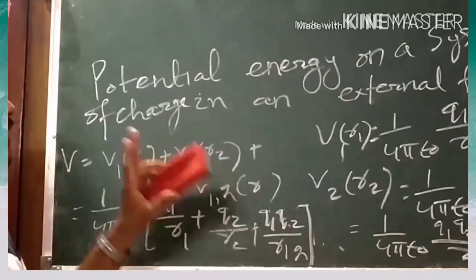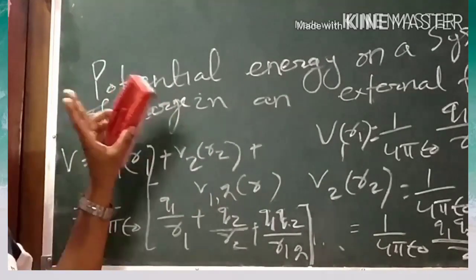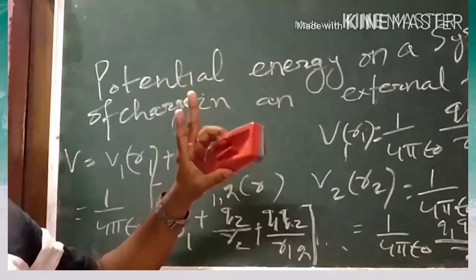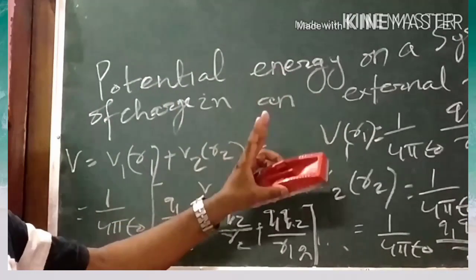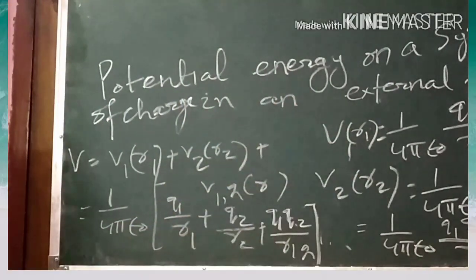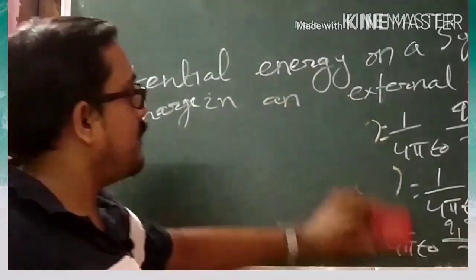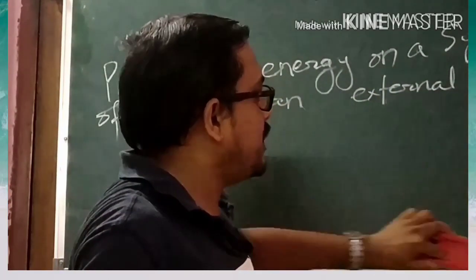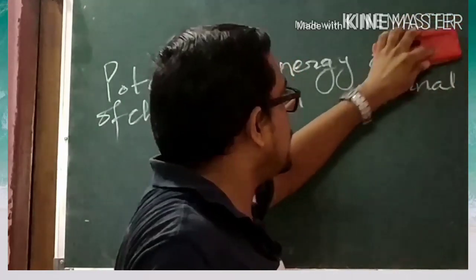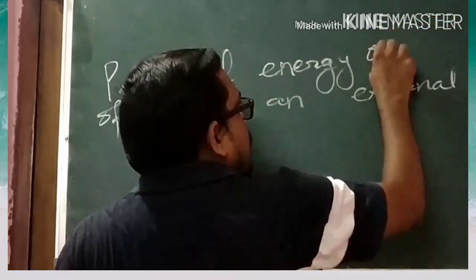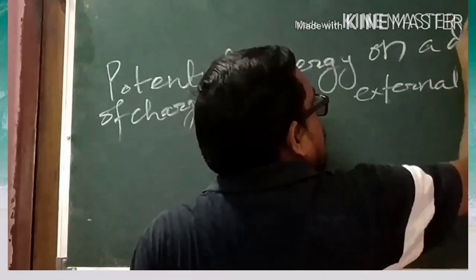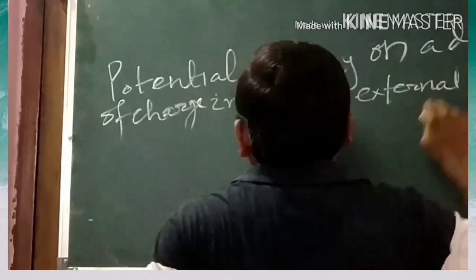The next topic of discussion is the potential energy due to a dipole, or potential energy on a dipole, in an external field. That means here we have to calculate the potential energy on a dipole due to an external field.